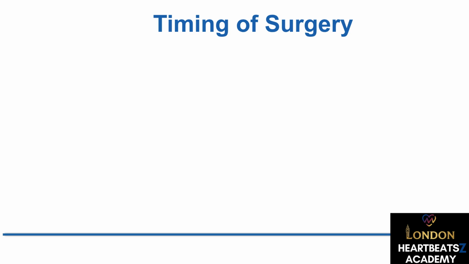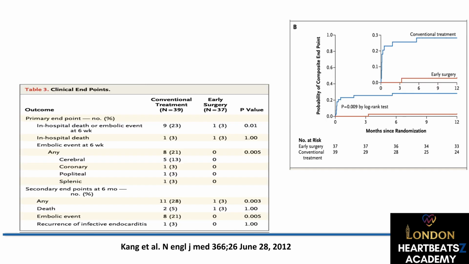This schematic guides surgical decisions based on heart failure, uncontrolled infection, or embolic risk. Each scenario is classified by the necessity for emergency, urgent, or non-urgent intervention. Early surgical intervention has been compared to conventional treatment in clinical studies. Results indicated that patients undergoing early surgery experienced significantly fewer embolic events and improved composite clinical outcomes compared to those treated with prolonged conventional therapy.